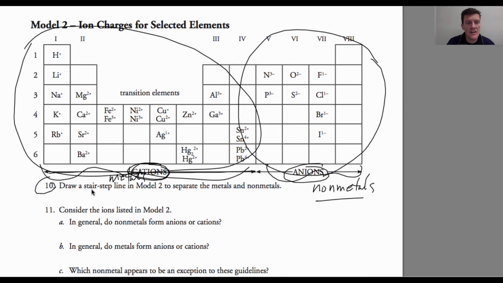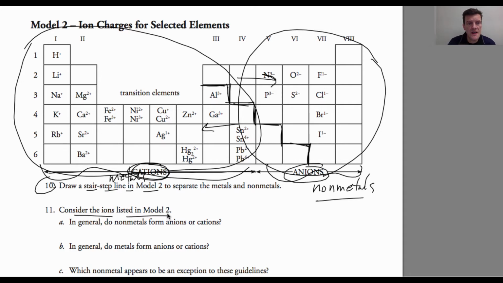Number 10 says, draw a stair-step line in Model 2 to separate the metals and the nonmetals. Well, more or less, it is going to go right here. Now, I know there are some blanks, but more or less, the stair-step line is going to go right here. You're going to have metals and nonmetals along that stair-step line. On the right side of the stair-steps, you're going to have nonmetals. On the left side, you're going to have metals.